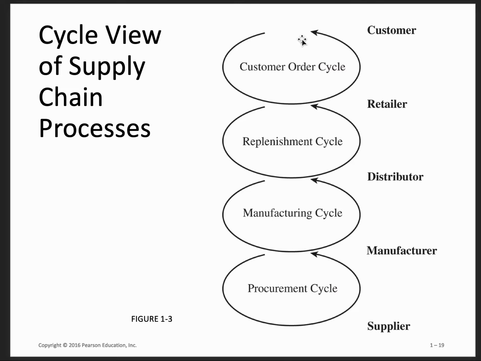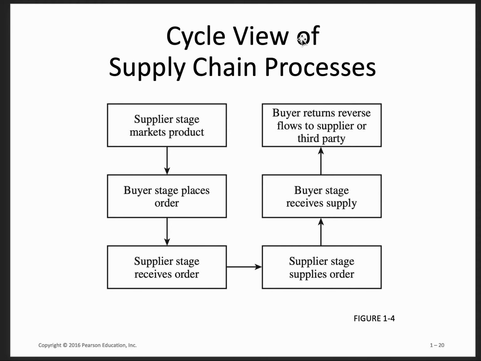Now for the distributor, Walmart might not be the only place where they're selling their salt. They might be selling it to small mom and pop stores, and also to Target and other places, say Kroger's and Wegmans and all of these other places. So they also have to look at their customers and talk to the manufacturer so that the manufacturer can run their manufacturing cycle, and so on. So that's the cycle view of a supply chain.